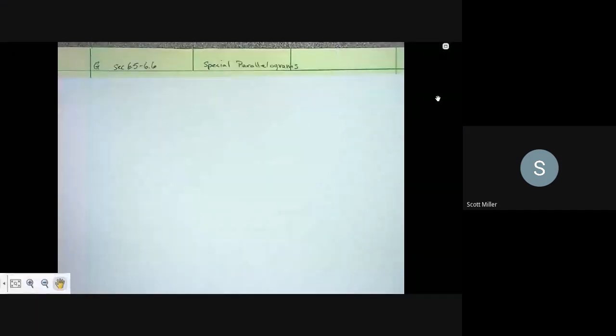Okay, so this lesson we're going to look at special parallelograms. In the last one we looked at parallelograms and we learned some things about that. We're going to look at some special ones now. And so the first one is going to be what's called a rhombus.